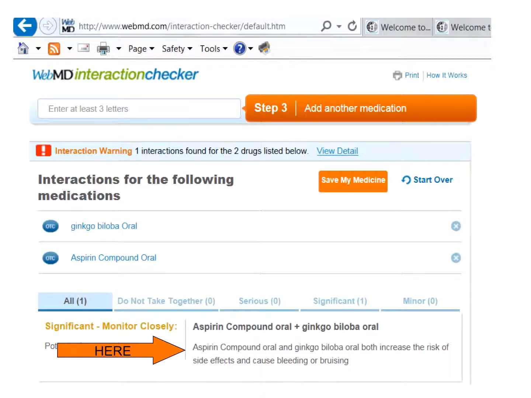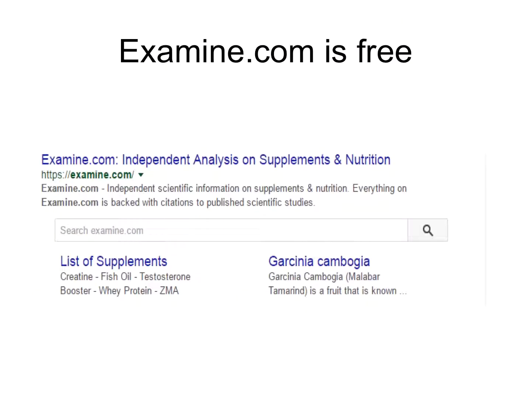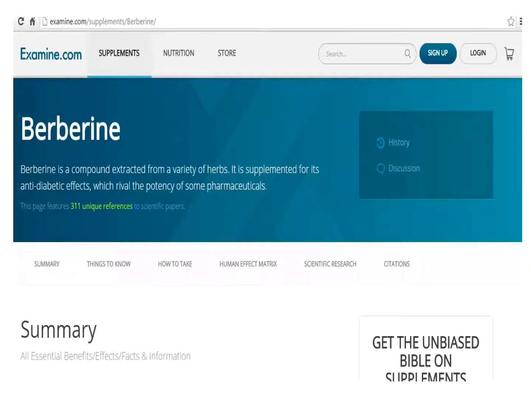You can even look at it on WebMD, and that's a screenshot of WebMD, and what you come up with is to watch it when you use those particular things in general. Now, another great website is examine.com. That's free, and that's a screenshot of what it looks like. And I put berberine in there just to show you. Berberine is from many different plants, Chinese herbs. We find it in goldenseal and a lot of other Ranunculaceae family botanicals.